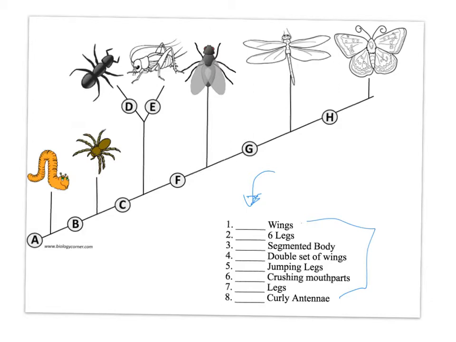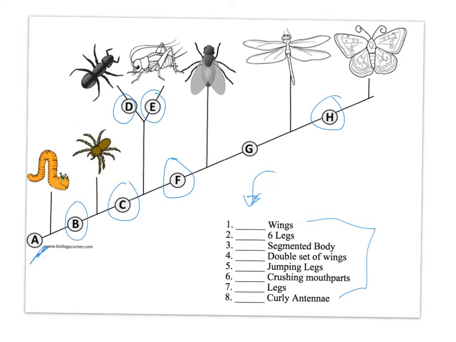Okay, so the location of where wings. So wings would be right here at letter F. Six legs was one that was developed at letter C. Segmented body is way back at letter A. A double set of wings should be here at H. Jumping legs should be at E. Crushing mouth parts is letter D, the ant. Legs is at letter B.